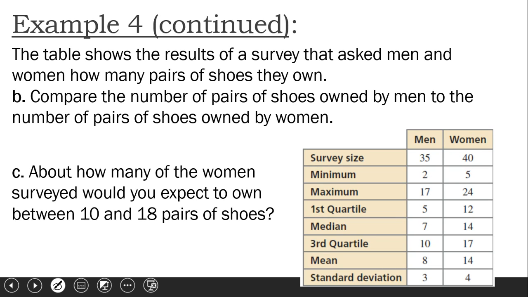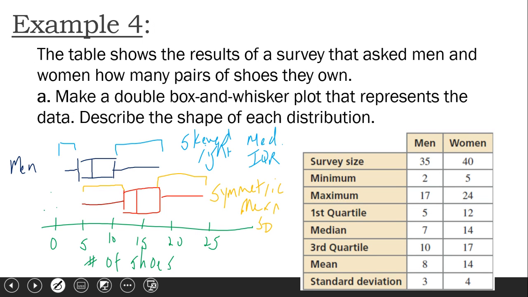If you're asked to compare the distributions, like we are in B, we're not going to worry about C, you would want to talk about comparing the overall distributions. Where are they centered? So for example, the women had a higher median number of shoes owned than the men. The women had a larger range than the men. And we want to talk about the shape, skewed right versus symmetric. Those are all the things that you'd want to talk about when describing a distribution.